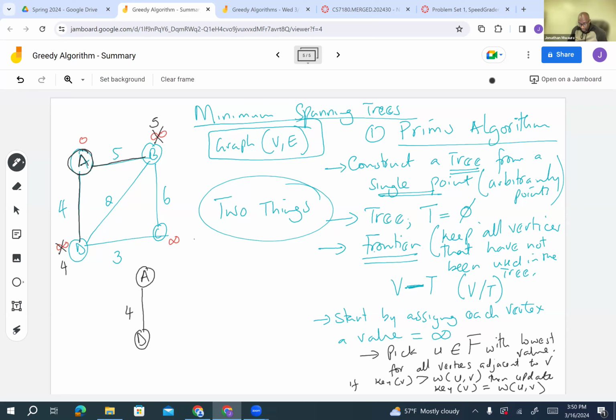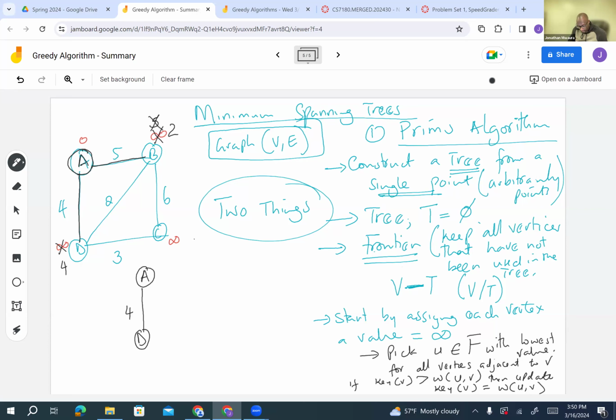Now from D that we have picked, we're going to carry out the process we needed before for all the vertices adjacent to D. Let's update them. From D to B is 2. D to B is 2. So now we have to update this. 2 is smaller than 5, so we update this to 2.